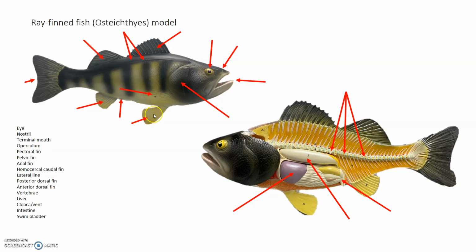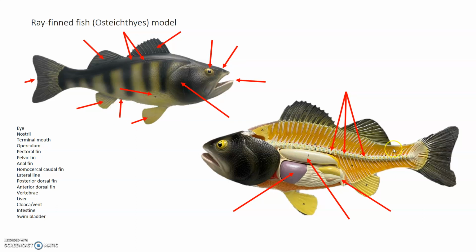Notice that all of the fins in a ray-finned fish are supported by bony rays that make the fins very maneuverable, very lightweight, yet still very supportive. Finally, we see the opening to the urogenital and digestive tract known as the cloaca or the vent.